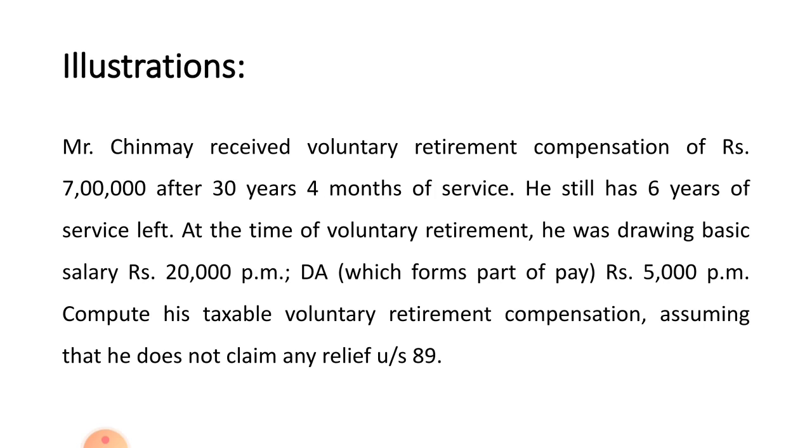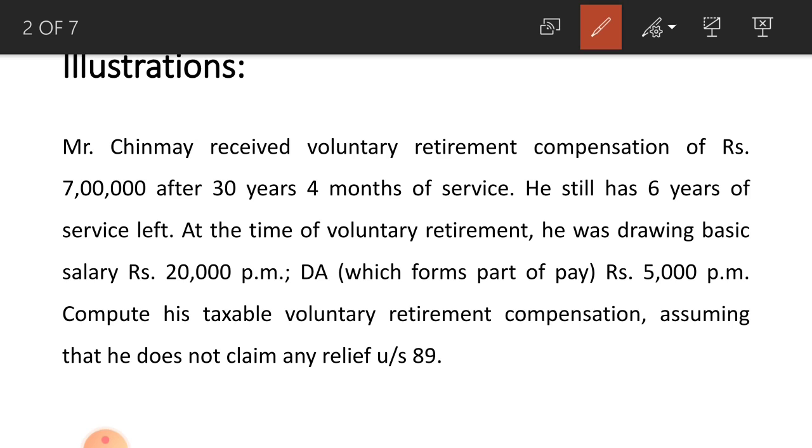In this problem, to calculate taxable voluntary retirement compensation, you have to deduct a list of the 4 exempted amounts from the actual amount of compensation received. That is, from 7 lakh, you have to deduct the least of the following items. First one, actual amount received, or next one, statutory limit of 5 lakhs, or next one, last drawn salary into 3 into number of fully completed years of service, and you have to ignore fraction of years if any.